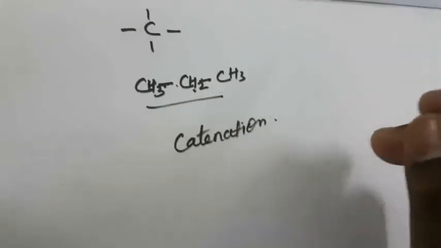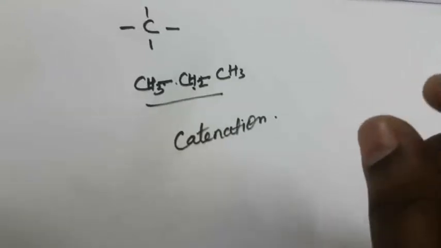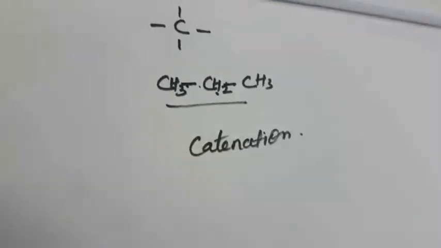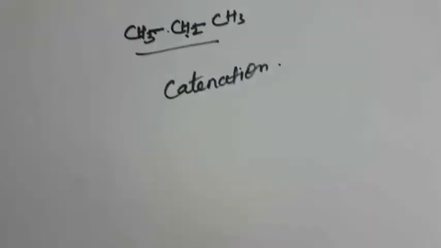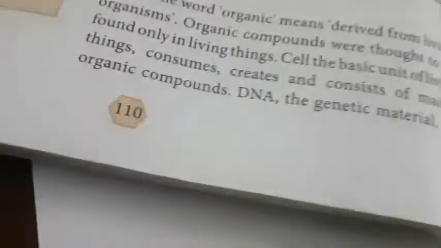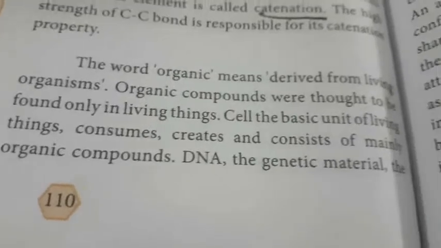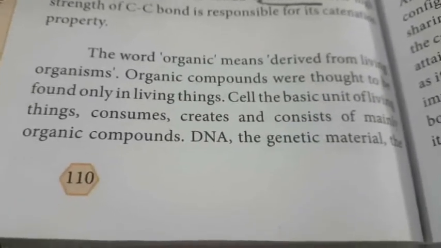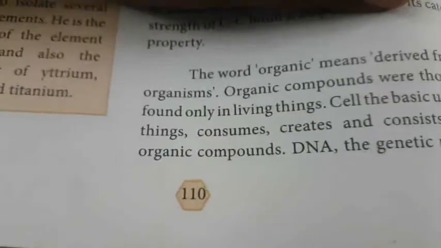The word organic means derived from the organism. So mainly it is organism. This organic compound is derived from the living organism. That is the main thing. The cell, the basic unit of living things, consists of organic compounds, DNA, the genetic material, and the lipids.